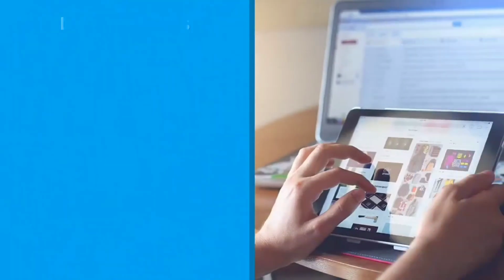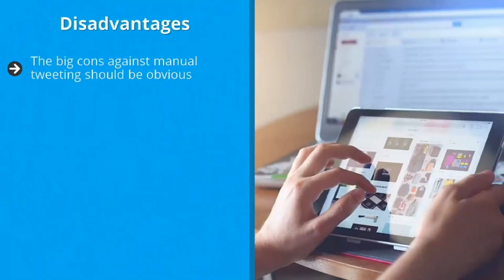Disadvantages. The big cons against manual tweeting should be obvious. It takes a lot of time. That's all I need to say. It should be self-explanatory. Second, it's content intensive. While content curation can help you tremendously, it can only go so far. You cannot become a global expert on a particular niche on Twitter and be respected by all other subject matter experts if all you do is share their stuff. That's just not going to happen.